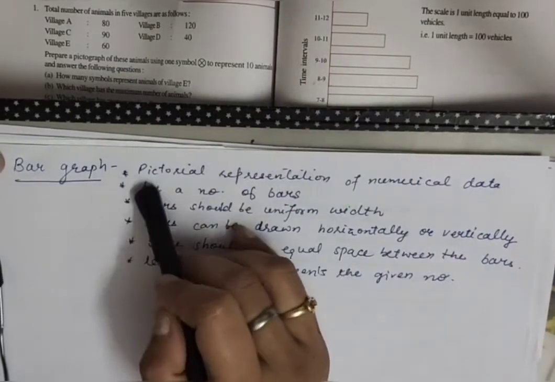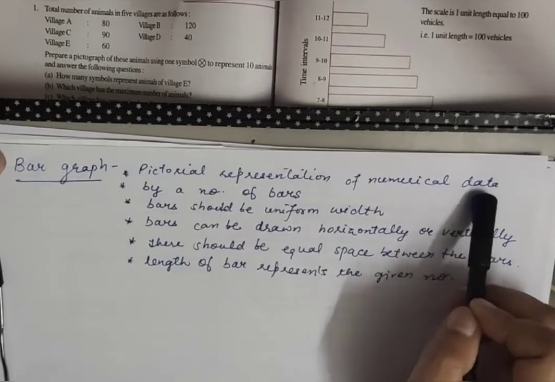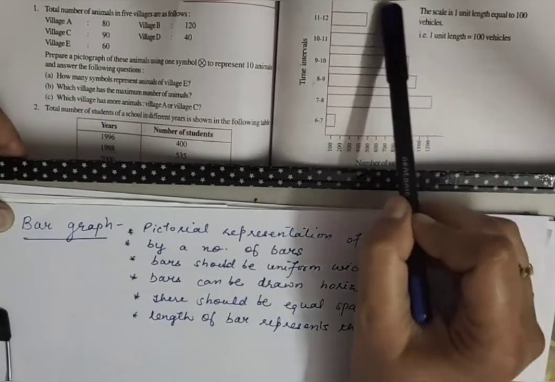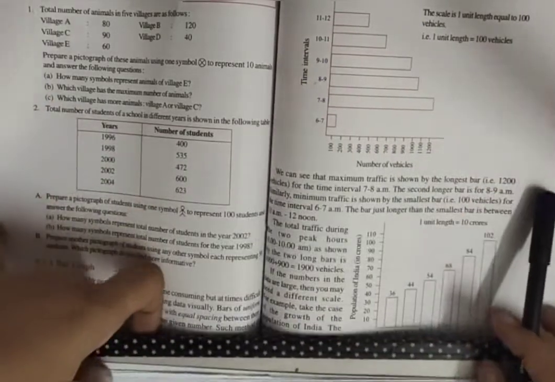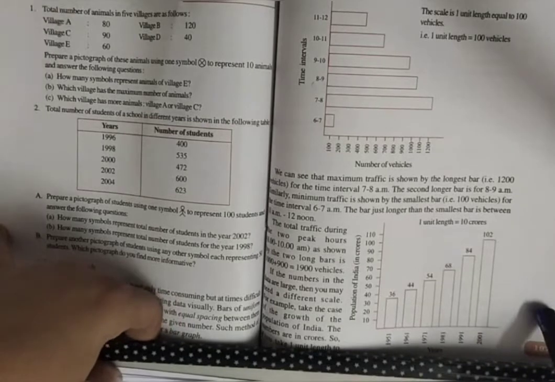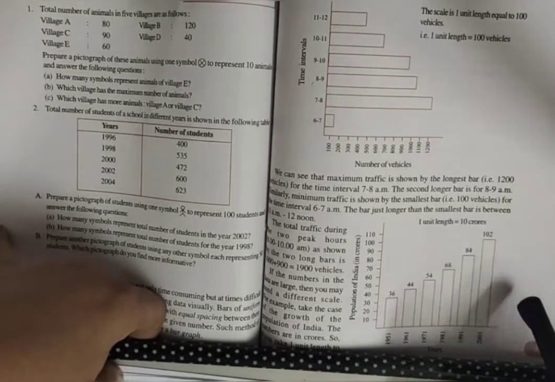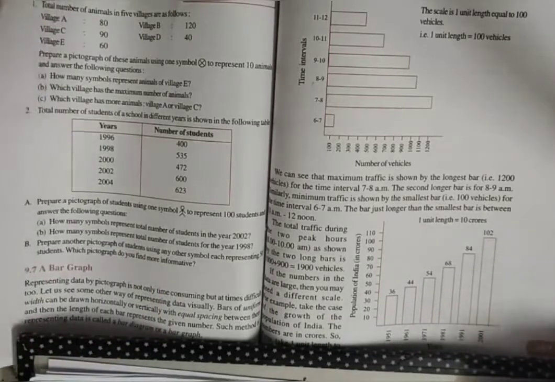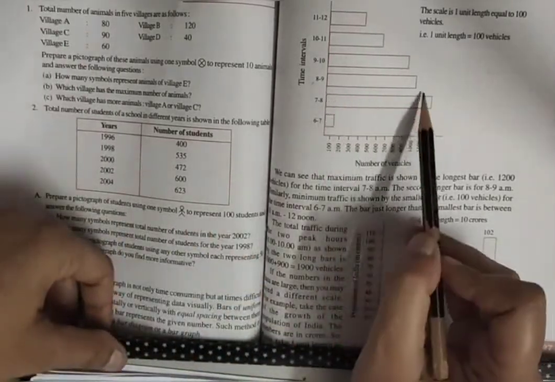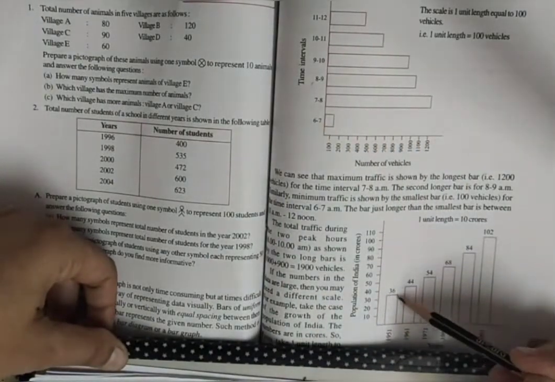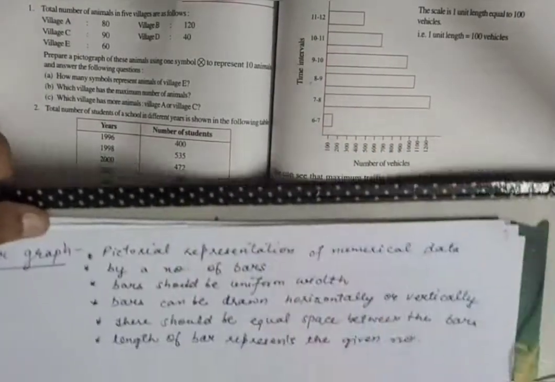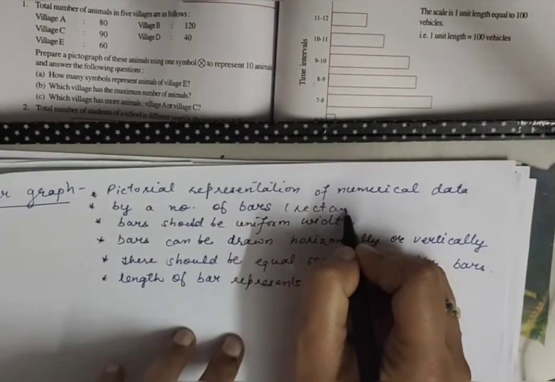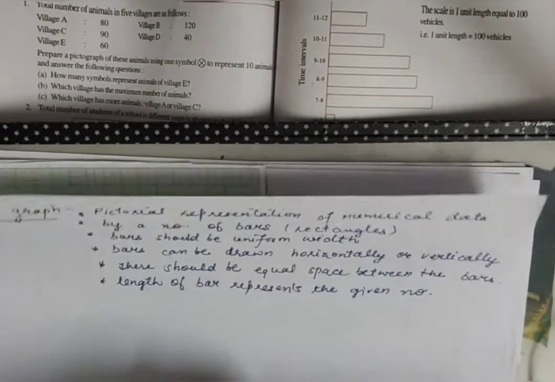A bar graph is the pictorial representation of numerical data. Like this, you can see this. This is a pictorial representation. This is also a pictorial representation of a bar graph. And we represent it by a number of bars. Now what are bars? You can see these rectangular boxes. These are called bars, and so we can say these bars are rectangles as well. So we can write it.